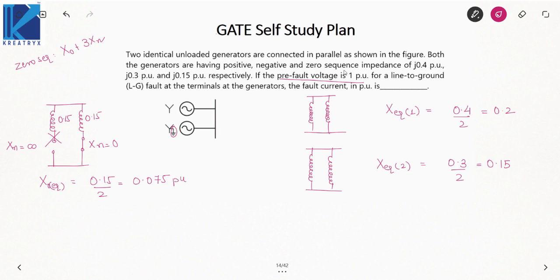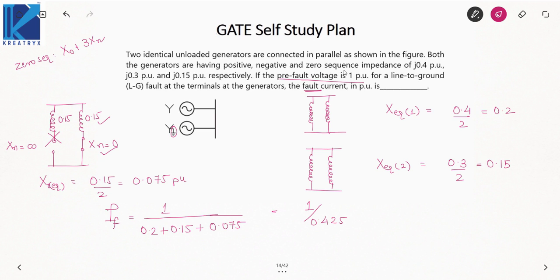In this case, the nature of fault is line to ground. And also check whether it is asking fault current or positive sequence current, because in fault current we have a factor of 3, whereas in positive sequence current we don't have any such factor. Pre-fault voltage is 1 pu divided by x1 plus x2 plus x0. You now don't have to consider neutral reactance because it has been considered here. So you won't write plus 3xn, that is not required in this case. So 0.35 and 0.075, 0.425.